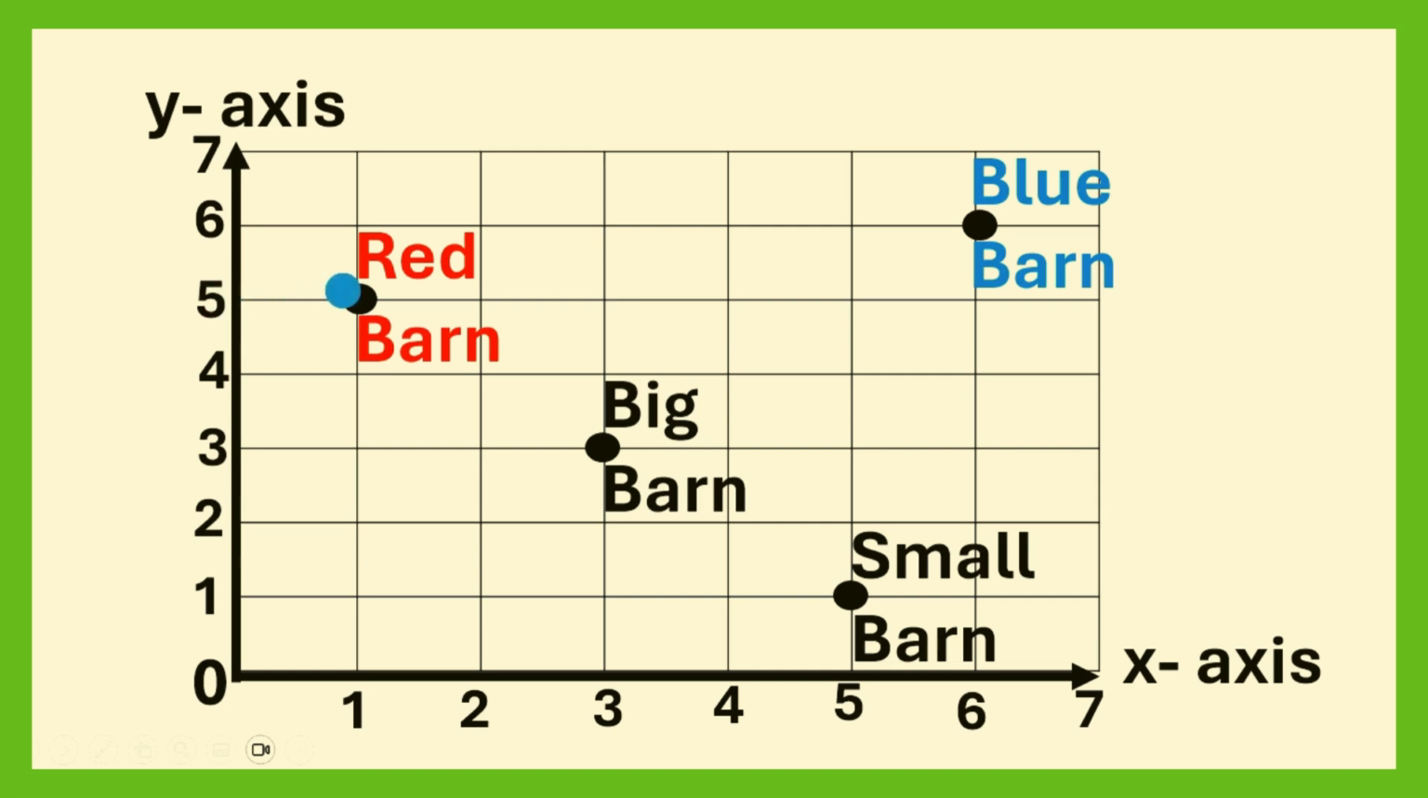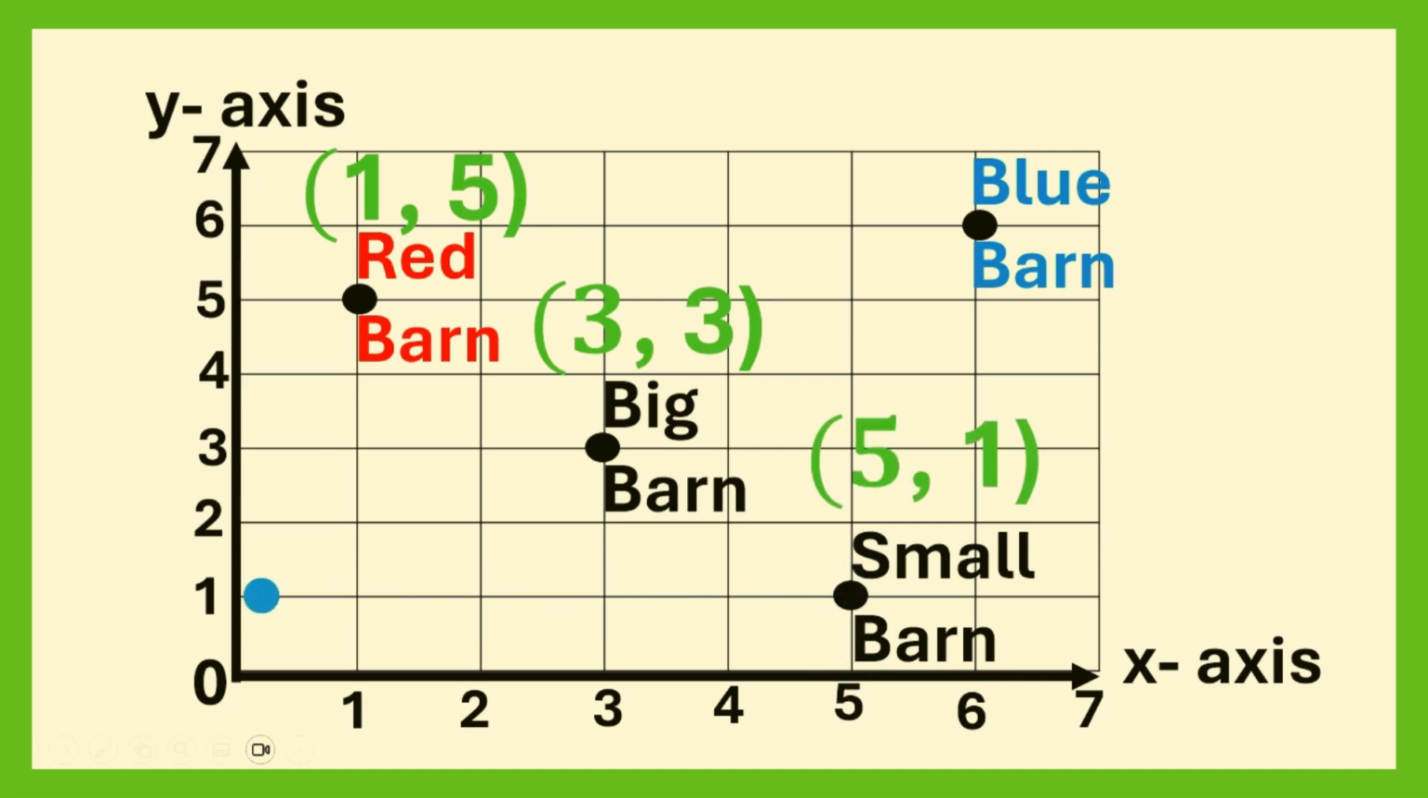So how do we write that? x comes first, that is 1, comma 5. That is the coordinate of this point or place. The second one is the big band. On the x-axis, it's on 3, and on the y-axis, it's also on 3. That is going to be 3, comma 3. So that is the coordinate. And the next one is the small band. The coordinate here is on the x-axis at 5, and on the y-axis at 1. So the coordinate is 5, comma 1, because x comes first.